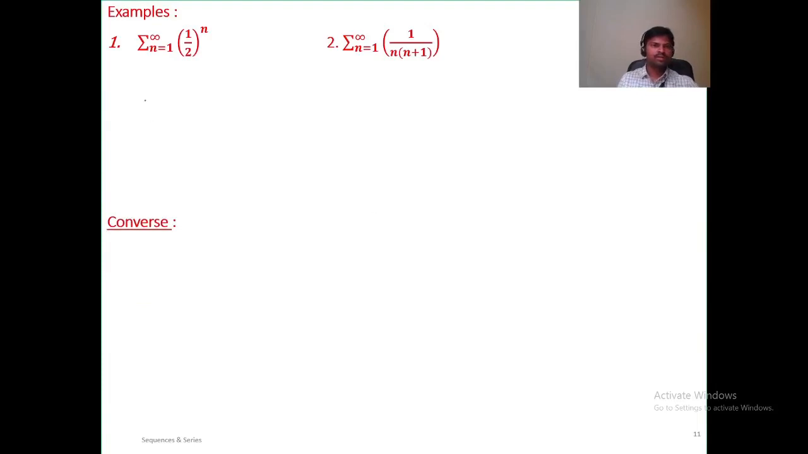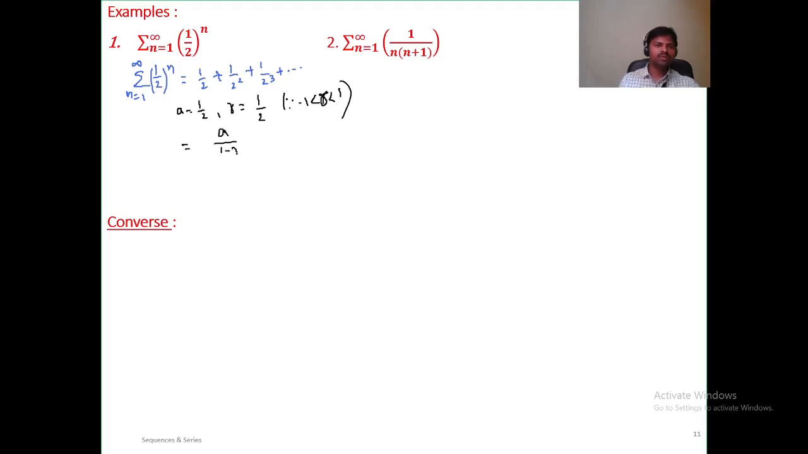Look at this first one. I can write the series, n running from 1 to infinity, 1 by 2 whole to the power of n. Expand the terms, what will you get? 1 by 2 plus 1 by 2 square plus 1 by 2 cube and so on. Now what is a? A is equal to 1 by 2, and what is r? R is equal to 1 by 2. Since r lies in the interval minus 1 to plus 1, it satisfies the condition, because the common ratio should be between minus 1 and plus 1. So the given series converges to a by 1 minus r by the geometric series theorem.